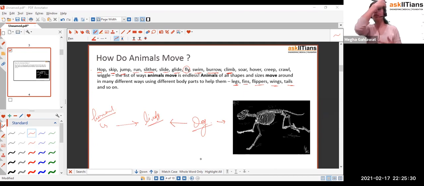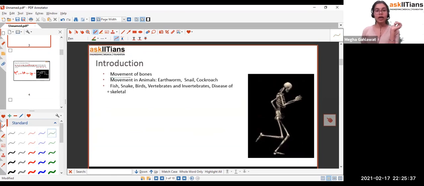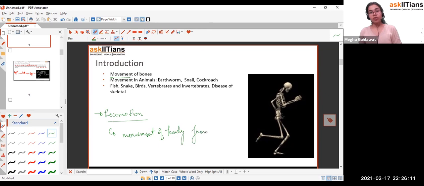There are different types. Apart from that, you should know what exactly movement is and what exactly locomotion is. Movement could be any movement in a body. It could be movement of our hand, it could be movement of our neck. There could be multiple movements. But locomotion, on the other hand, is the movement of the body from one place to another. The body is being displaced from its place. So locomotion is the movement of the body from one place to another, right?